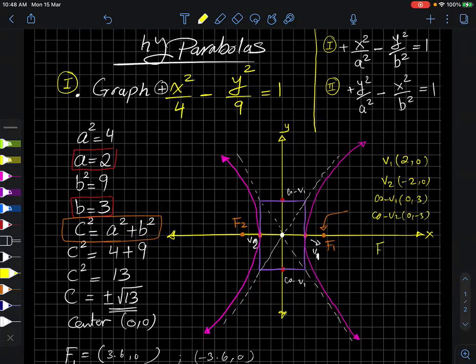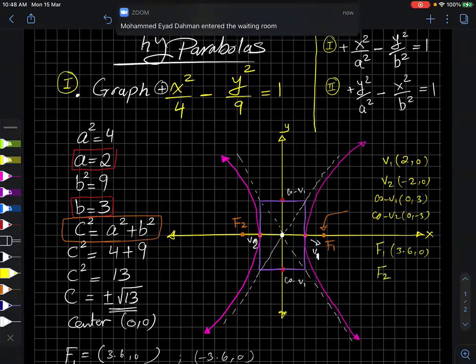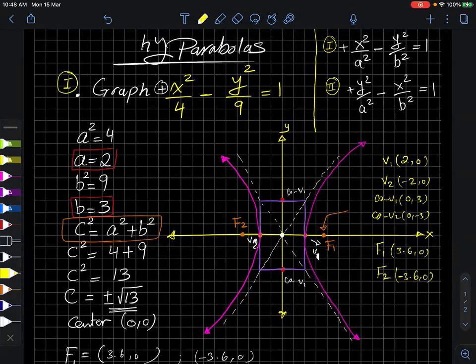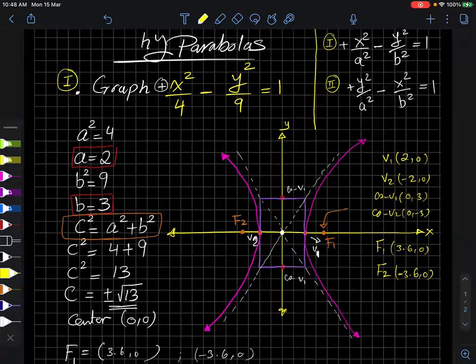You can also write f1: f1 equals 3.6 and 0, and f2 is negative 3.6 and 0. You can now write all your information that the question is asking about.